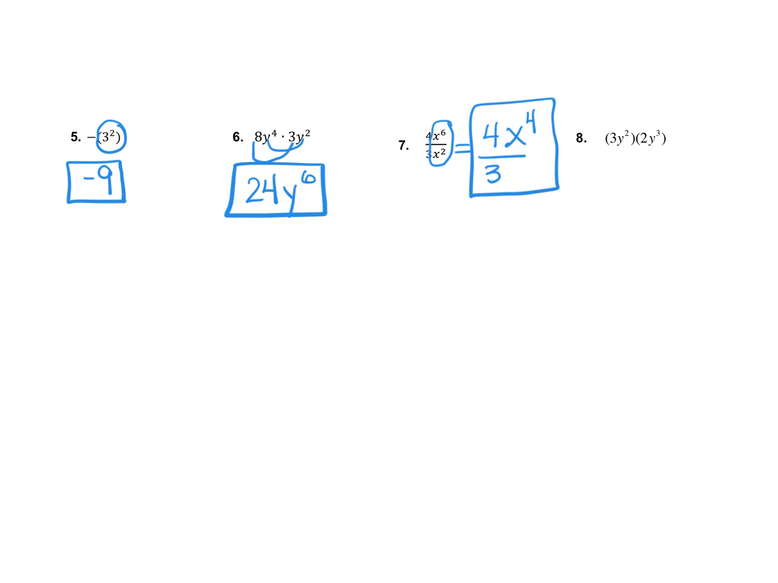All right, number 8. So for number 8, let's go ahead. You're going to multiply the 3 times the 2, and you get 6. And again, we're multiplying exponents with the same base. So we're adding them together, so y to the 5th.